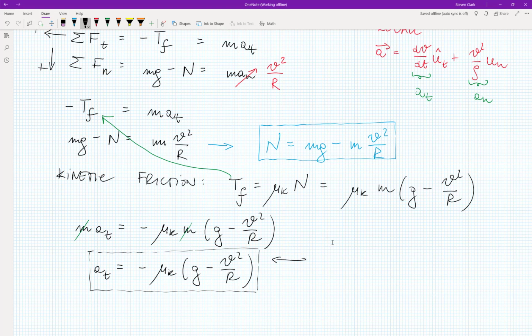This is answer A. That's it. Any questions? And it is clearly a deceleration, right? Because you can see that there is a minus here, yeah? Our car slows down, yeah? Olivia?